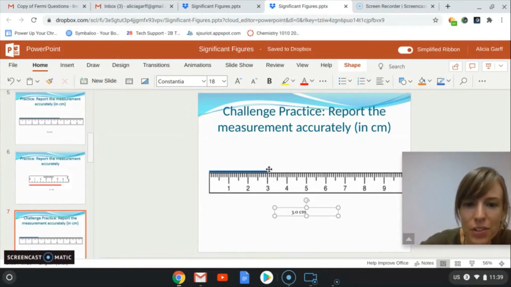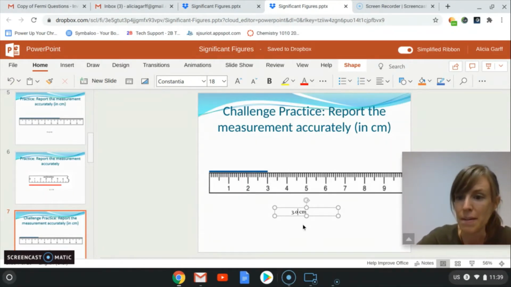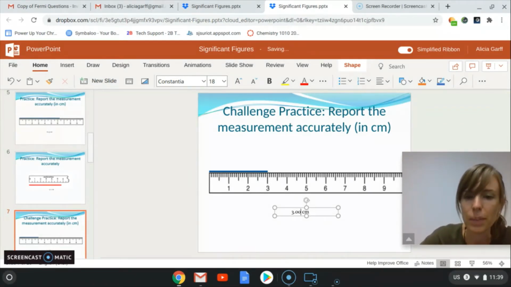Because there's a tick mark for 0, and there's a tick mark for 1 and 2 and 3. So I am certain of both of these, actually. So that means I need to estimate one more. So I could maybe estimate that it's 3.01, but I'm just going to estimate that it's 3.00.